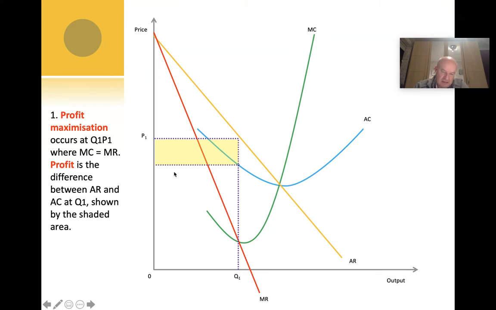This yellow shaded line here is the difference between our average cost line and our average revenue line, and at that point there is the greatest distance between those two. So we would be at the profit maximization point where we're making supernormal profits.